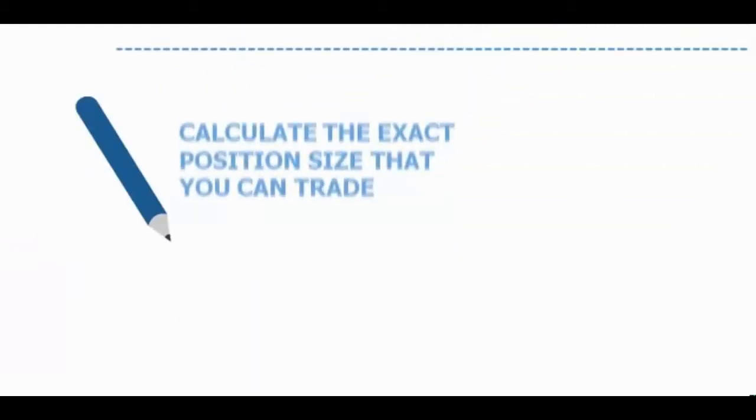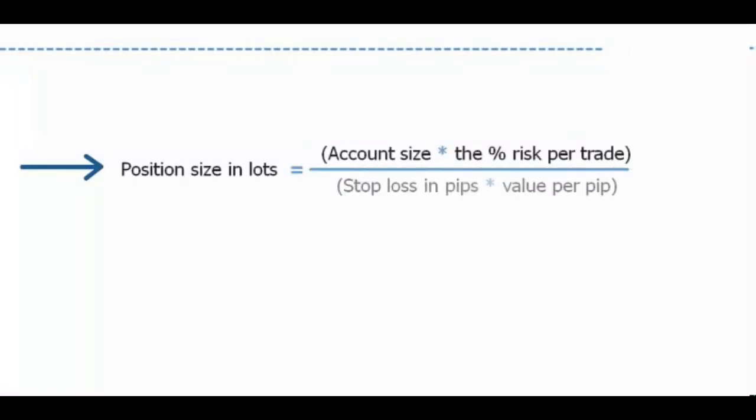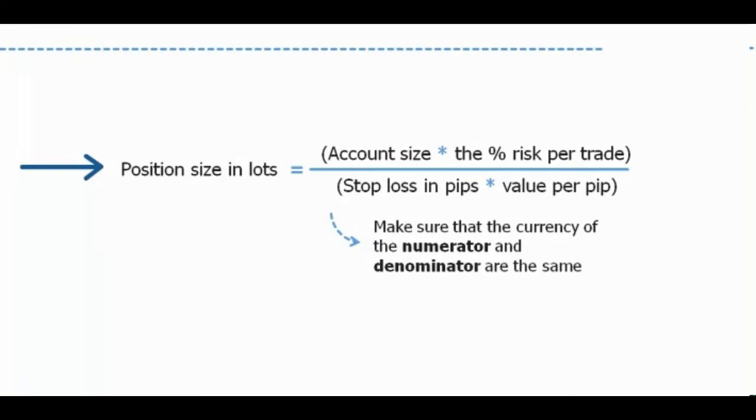In order to calculate the exact position that you can trade so that your stop loss would equal a risk of exactly 2%, a more in-depth calculation is needed. Using the following formula, you would be able to calculate your position size. Position size in lots equals account size times the percentage risk per trade, divided by stop loss in pips times value per pip. You need to make sure that the currency of the numerator and denominator are the same. If they are not, then you will need to convert one into the other at the current market price.